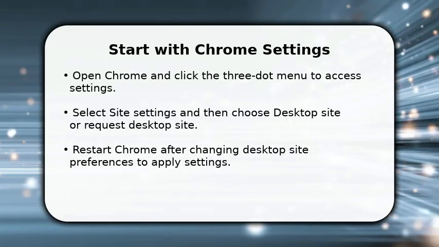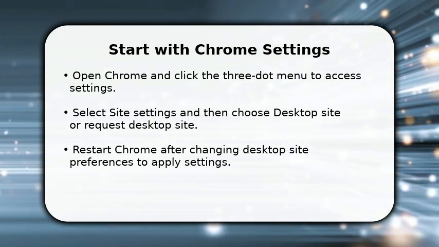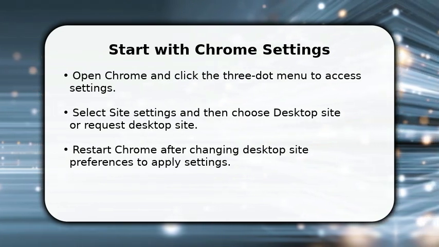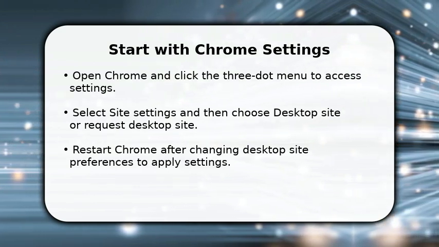In this video, I will explain how to keep Chrome in desktop mode on a laptop step by step. Open Chrome, access the three-dot menu, then go to Settings and Site Settings. Enable Request Desktop Site for relevant pages and manage exceptions.